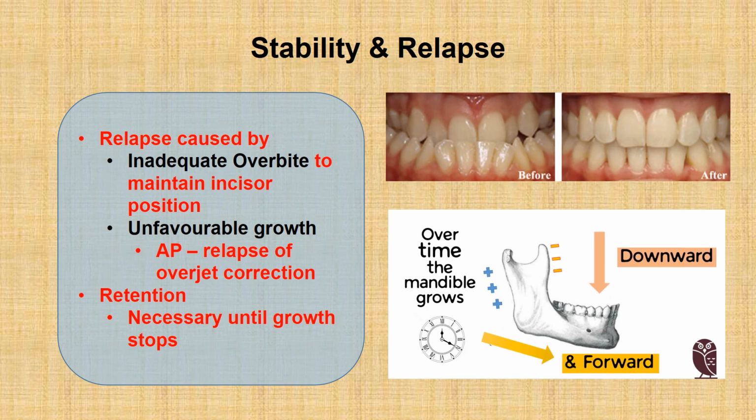Now, relapse in a correction of class 3 is usually caused by an inadequate overbite post-treatment to maintain incisor relationship, and there is continuing unfavorable growth, which in the AP direction tends to cause relapse of the overjet correction. Thereby, retention is necessary until growth is completed.